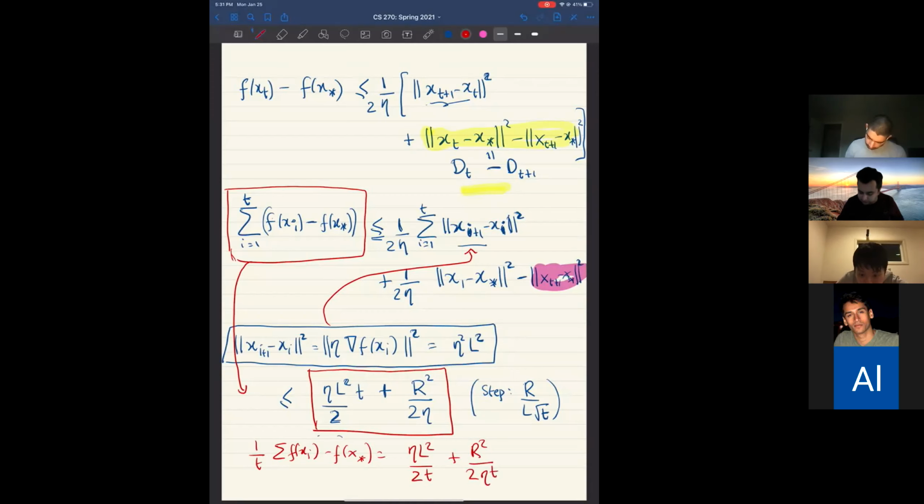Okay, so you see that you can fix any eta you want. When you make t sufficiently large, you're fine. And I think the best choice of eta for this particular analysis is to pick this, and you get 1 over square root t convergence.